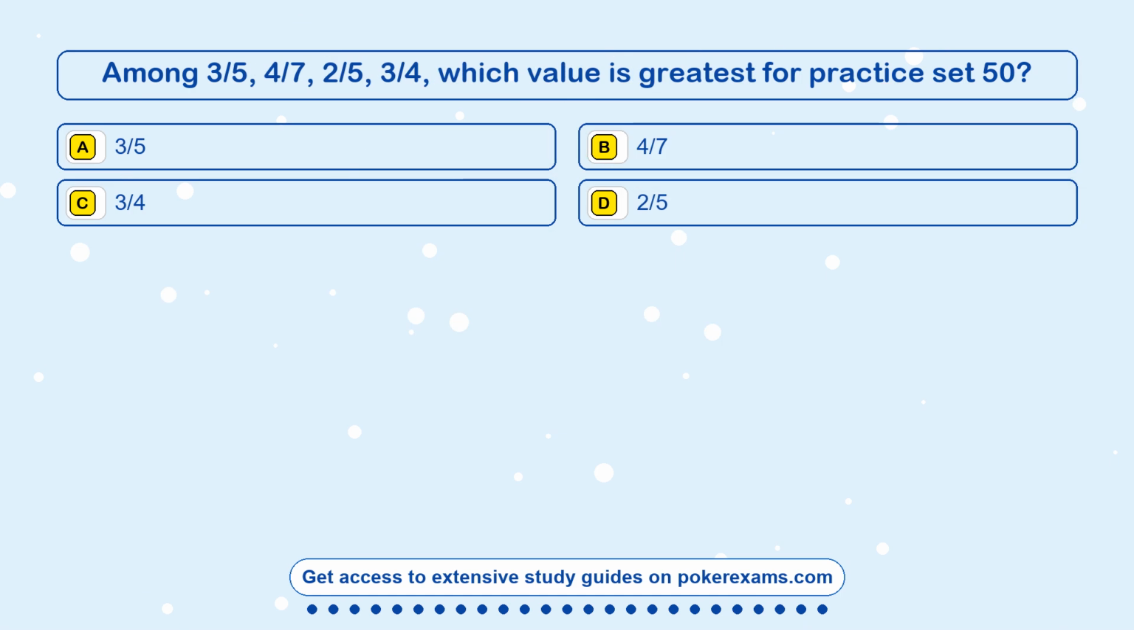Question 2. Among 3/5, 4/7, 2/5, 3/4, which value is greatest for practice set 50? Option A 3/5. Option B 4/7. Option C 3/4. Option D 2/5.